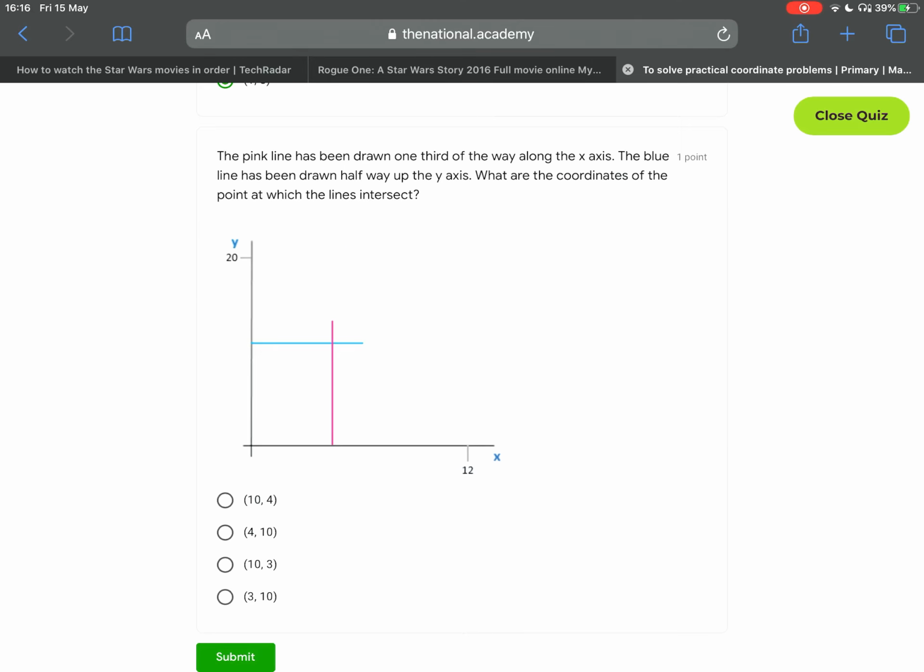The pink line has been drawn 1/3 of the way along the x-axis. The blue line has been drawn halfway along the x-axis. What are the coordinates of the point at which the lines intersect? That would be 4, 10.